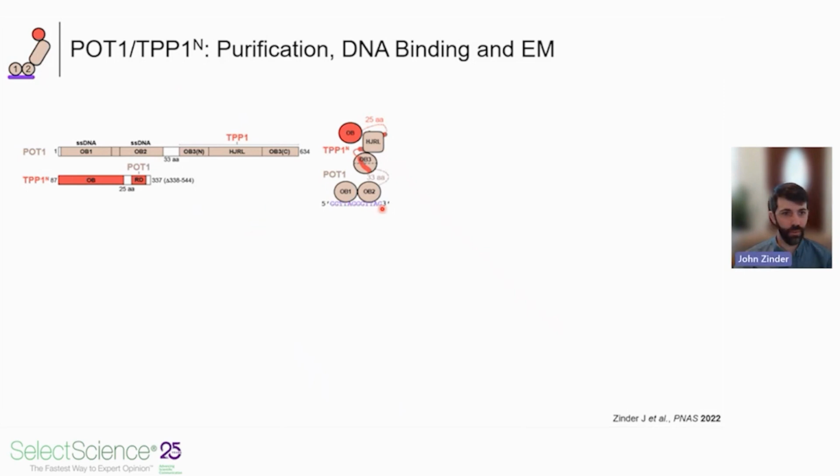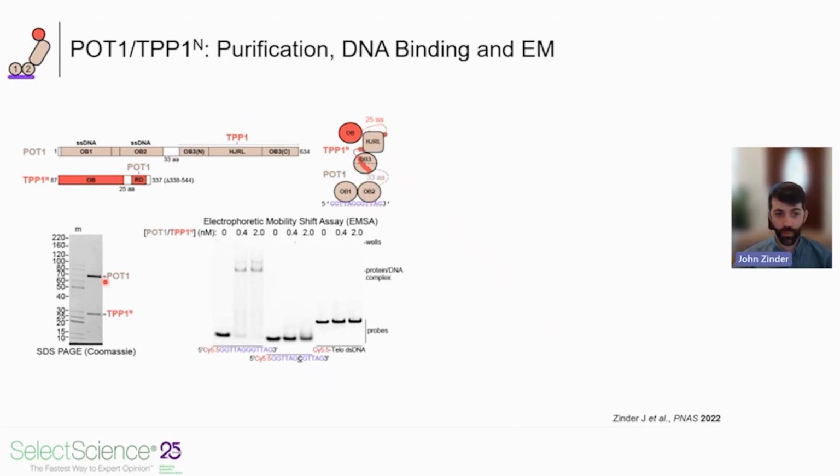So the first functional unit we decided to look at, and the simplest, is the POT1 TPP1 N-terminal domain, which has the full-length POT1 protein and then TPP1's OB fold and POT1 binding domains. So this complex has been well studied throughout the literature. We're not the first to look at it, obviously, and it purifies beautifully from the co-expression in insect cells. It behaves really nicely in functional assays.